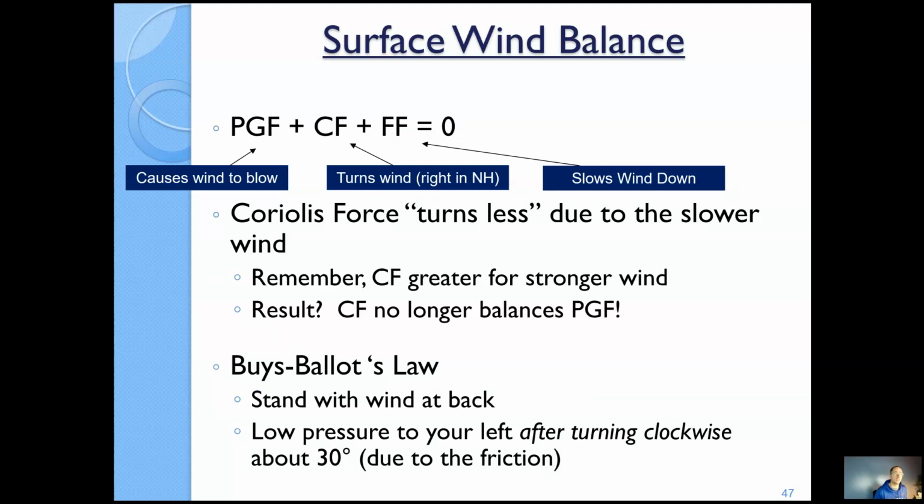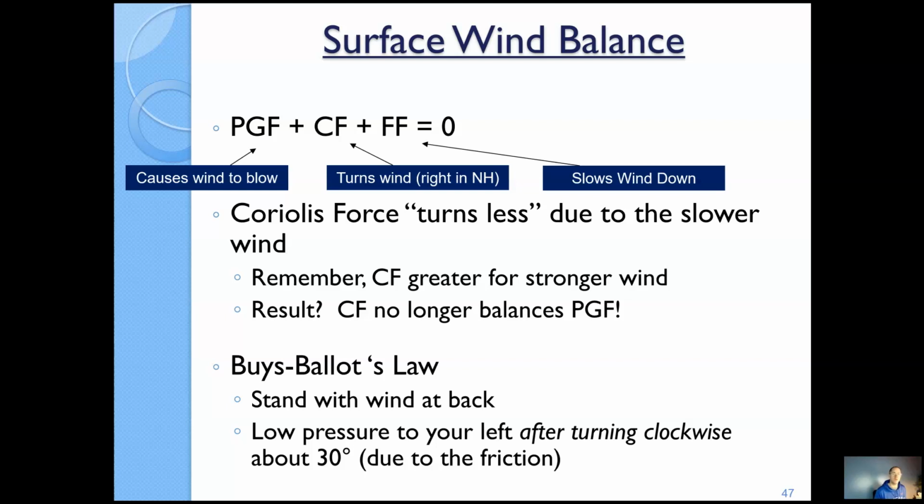We basically keep our pressure gradient. We would have to have that, otherwise the wind's not blowing. We've already talked about the Coriolis, and now we add in the third term here, the frictional force. And so ultimately, as we had on the last slide, the Coriolis force has less of an impact. It turns less due to the slower wind. Coriolis is greater for a stronger wind, so depending on how much friction there is at the surface, we can really turn them pretty hard in towards a low pressure, or we can have a very small deflection in towards low pressure. That's why I said 30 degrees is a good average, but it does vary somewhat.